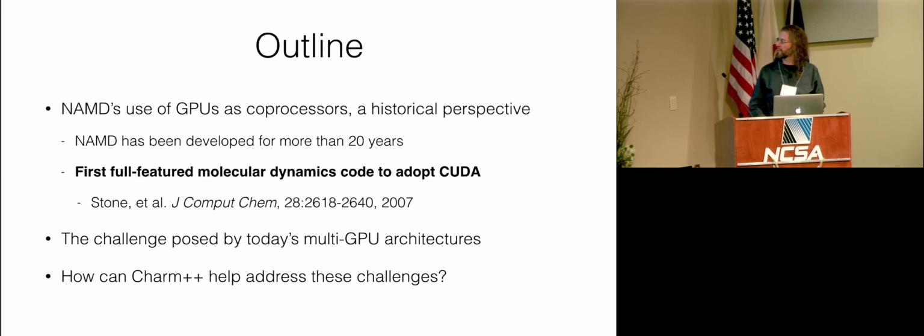So I'd like to start by talking about NAMD's use of GPUs as co-processors and give a historical perspective on this, pointing out that NAMD has been developed for more than 20 years. It's been GPU accelerated for over 10 years. In fact, it was the first full-featured molecular dynamics code to adopt CUDA. There is definitely a challenge posed by today's multi-GPU architectures. And so the question that we all need to think about is how can Charm++ really help us address these challenges? I don't really have solid answers. All I can do is pose some of the difficulties that we've experienced.